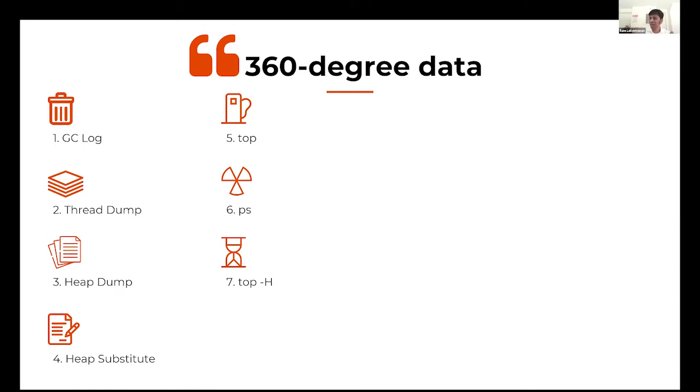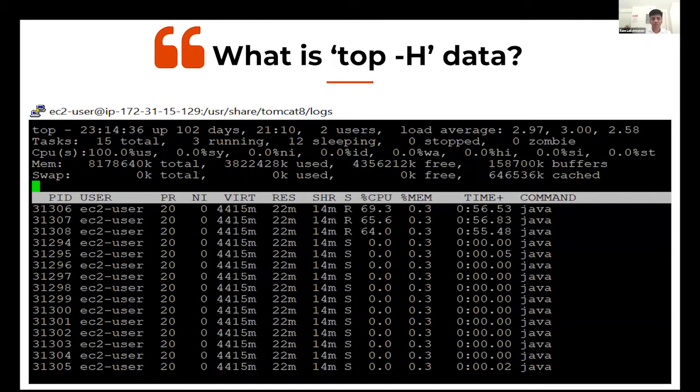That's when top -H will be helpful. When you issue top -H -p and give the process ID, it lists all the threads running within that process. If I give the ID of the process having trouble, which the script does for you automatically, it lists all the threads running in this process and how much CPU and memory they are consuming.